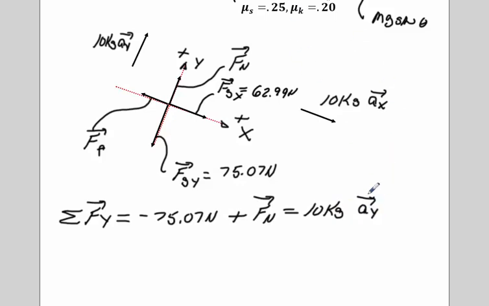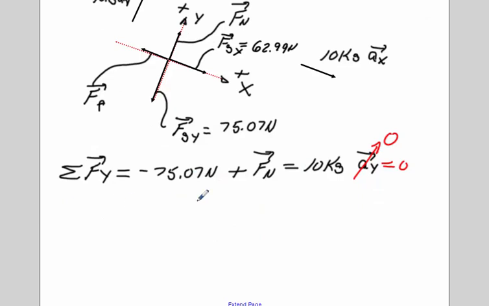However, as mentioned, we know this object does not accelerate in the y direction, so we set that equal to 0, which means this side will equal to 0. At this point, I will move this over to the other side, and I will solve for my normal force. So my normal force will equal to 75.07 newtons.